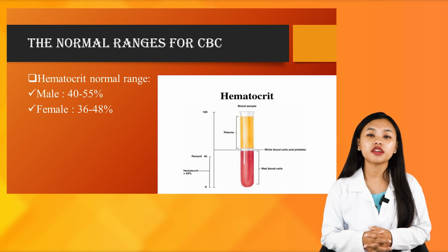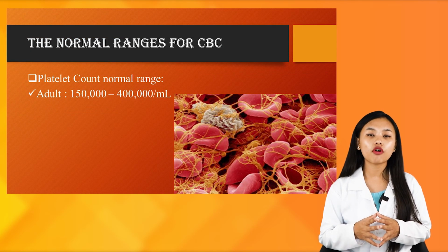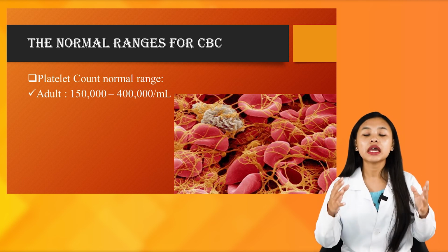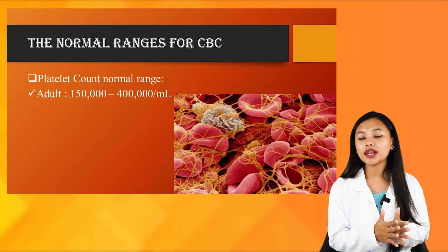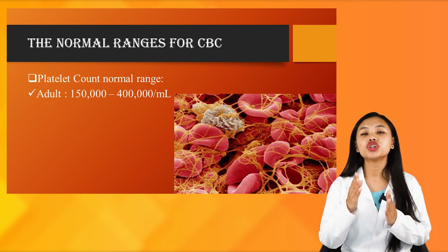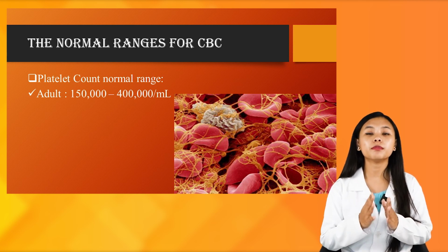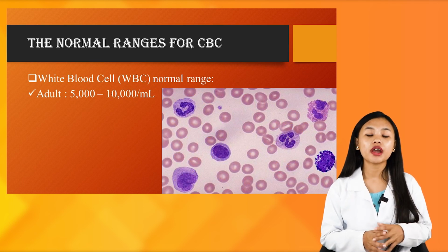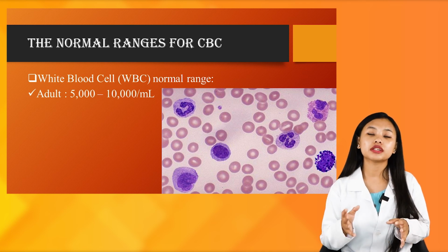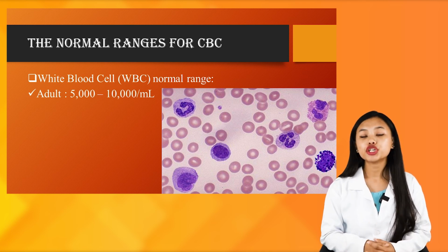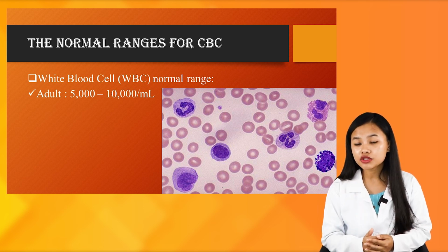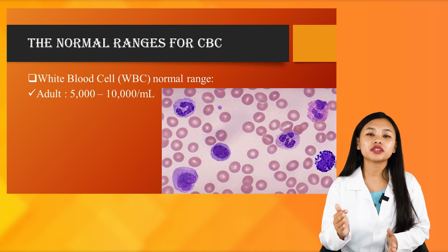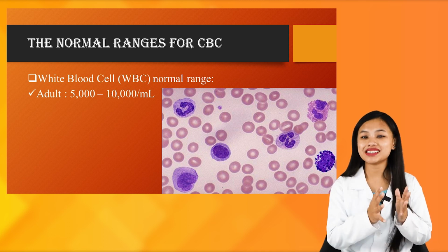36 to 48%. The normal range for the platelet count, if it is checked for an adult, must be between 1,50,000 to 4 lakhs per milliliter, and the white blood cells must be between 5,000 to 10,000 per milliliter. So these are the normal values that we must know before we interpret the result of the CBC test.